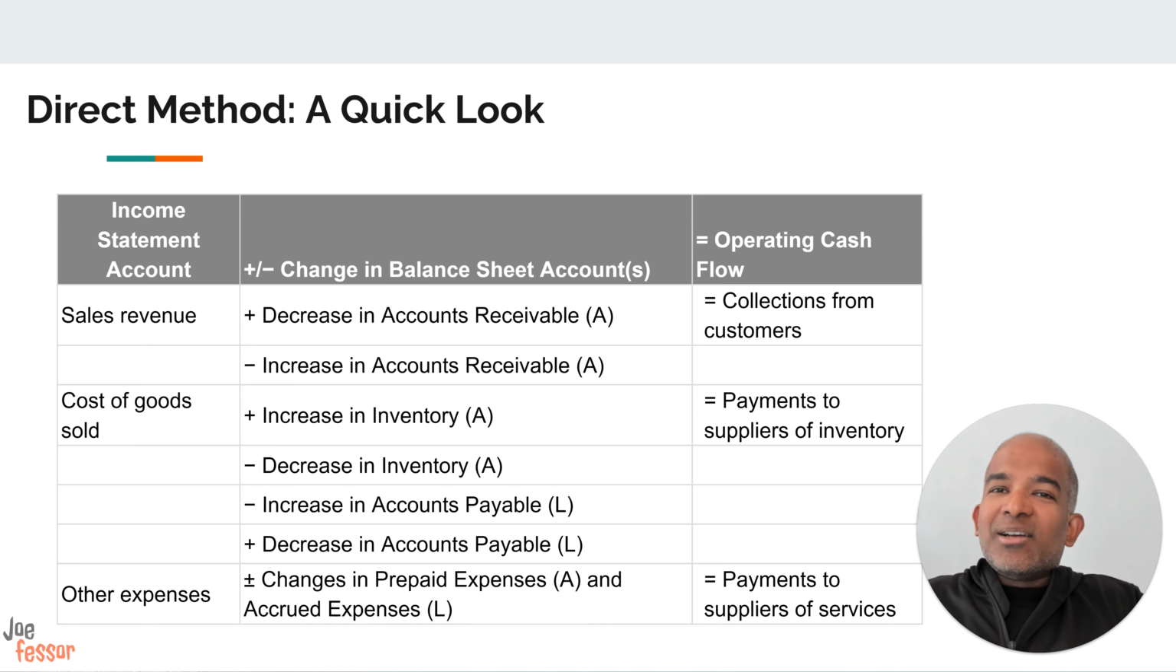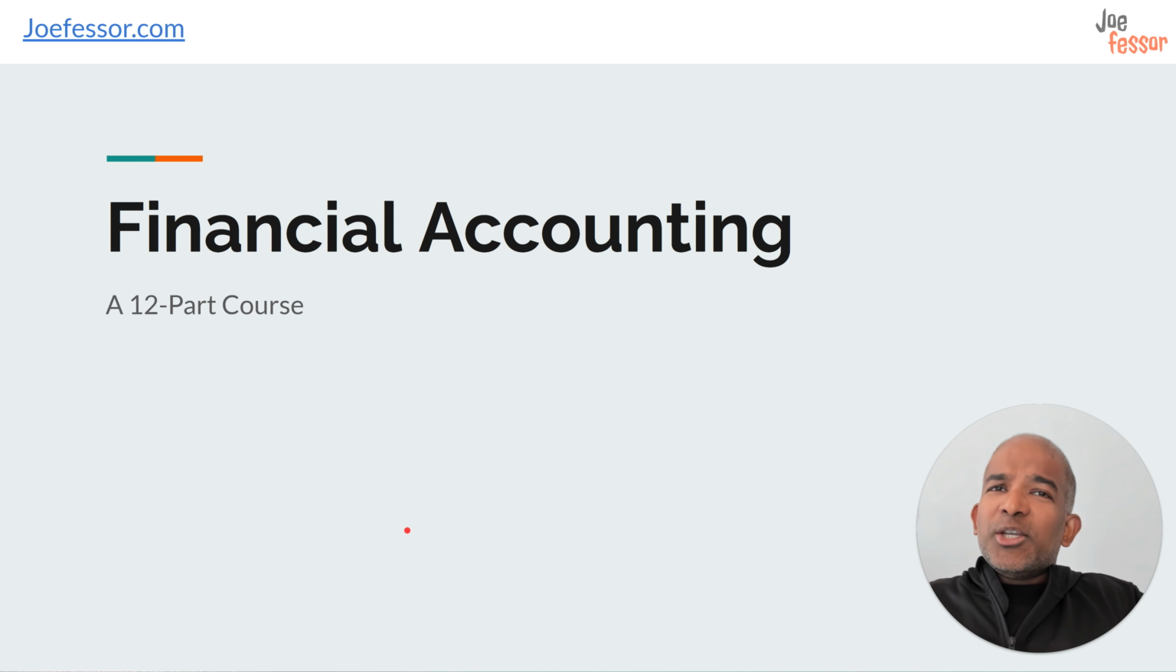For instance, to find collections from customers, you take sales revenue and adjust it for the change in accounts receivable. Similarly, to find payments to suppliers, you adjust cost of goods sold for the changes in both inventory and accounts payable. This complex process shows that the indirect method's simple rules are simply a shortcut to achieving the same result as this full line-by-line conversion. Both methods fulfill the requirement of the statement of cash flows, identifying the one true cash figure generated by core operations.